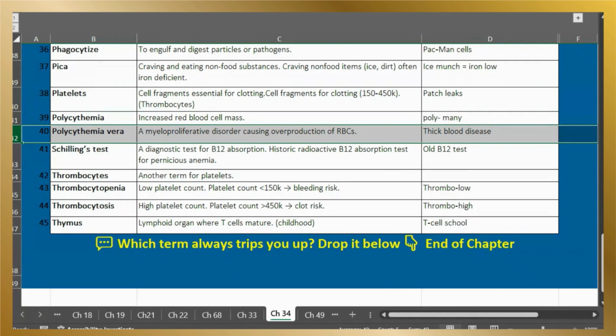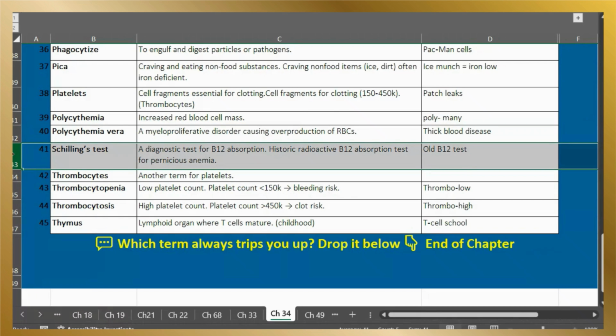Polycythemia vera, a myeloproliferative disorder causing overproduction of red blood cells. So it's a thick blood disease. So increased blood viscosity and clot risk. So it's treated with phlebotomy. So it increases clot risk because of this overproduction of red blood cells.